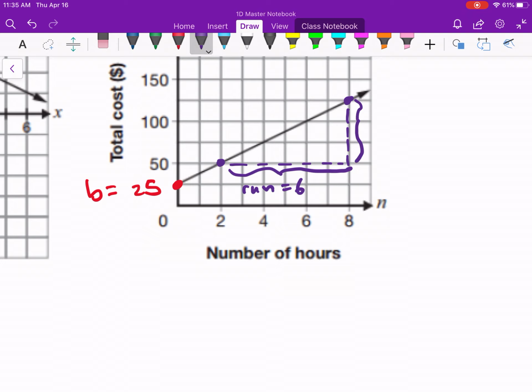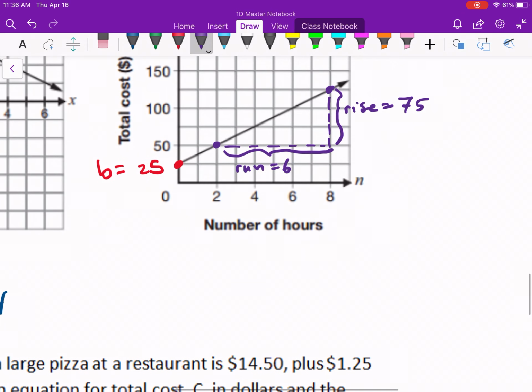And going from the one that's farther left to the one that's farther right, my rise is going from 50 up to 125. So it's going up by 75 units. 50 up to 125 is going up by 75. So my slope is rise over run, 75 over 6, but that can be reduced. I can divide the top and the bottom by 3, and I get 25 over 2.